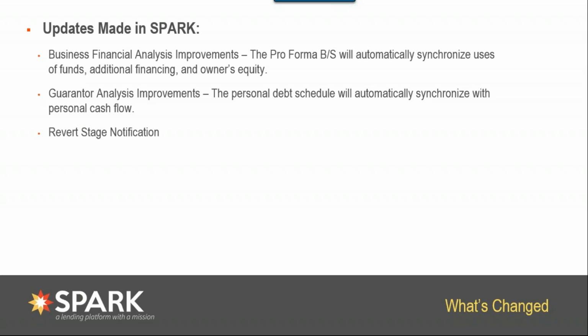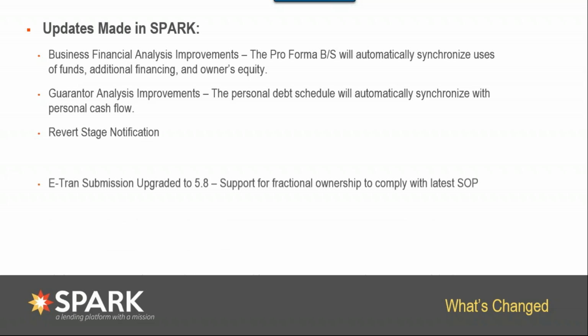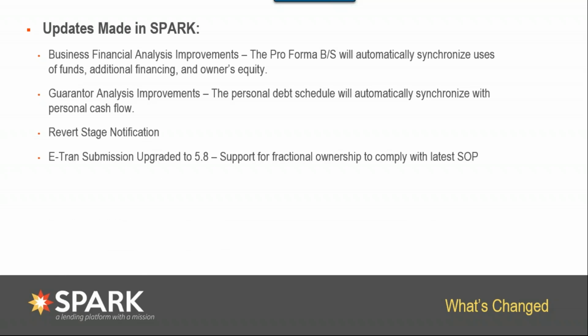You can now have a notification when you revert stages. And we have updated Spark to support the ETRAN 5.8. So now all those fractional ownership percentages are supported whenever you send over, let's say, a 49.5% owner. Spark supports entering that into the system and sending it over to ETRAN. And we now also support a true SBR LIBOR rate with the LIBOR plus 3%.